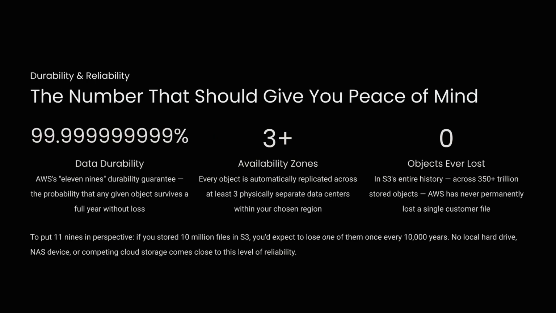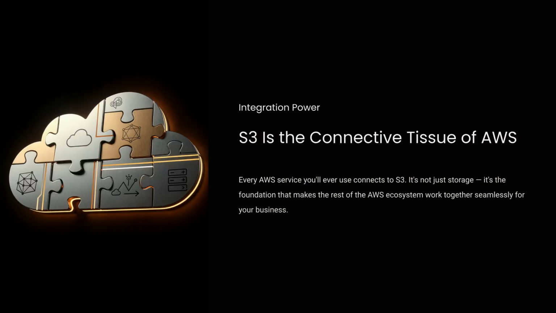AWS guarantees 11 nines of data durability. This means the probability of losing any object is extremely low. Every object is replicated across at least 3 physically separate data centers for high availability. In S3's entire history, AWS has never permanently lost a single customer file.